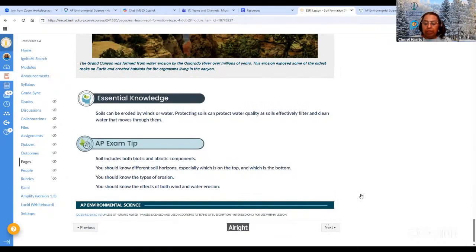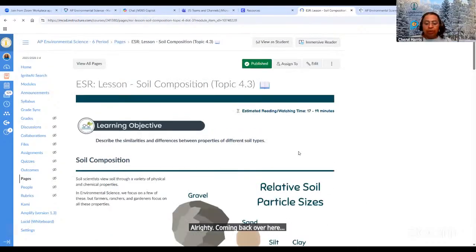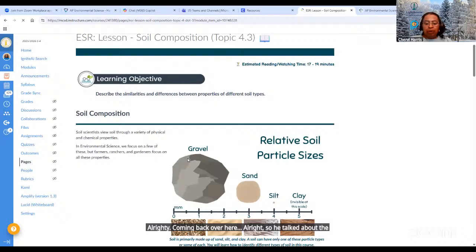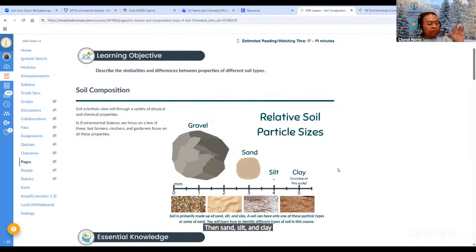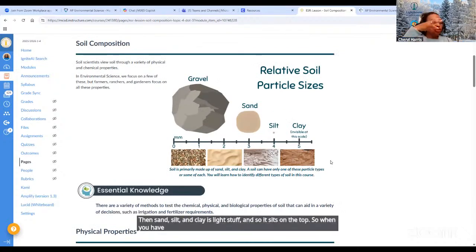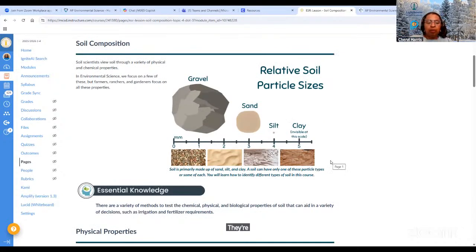All righty. Coming back over here. All right, so he talked about the different types. So gravel is the biggest. So if we had gravel in that soil sample, that would have been on the bottom. Then sand, silt, and clay is light stuff, and so it sits on the top. So when you have that water jar mixture, what's heaviest is going to fall out first. So the gravel will always fall to the bottom first, because it's heavy and gravity will pull it. Sand will fall next, because those are slightly bigger particles.